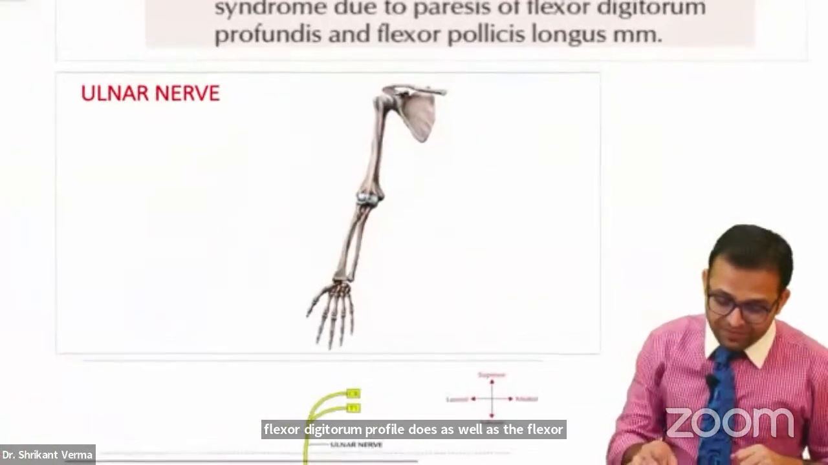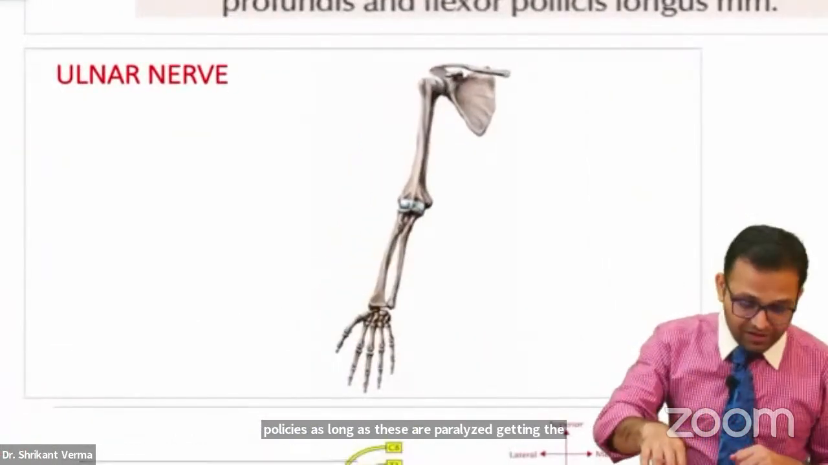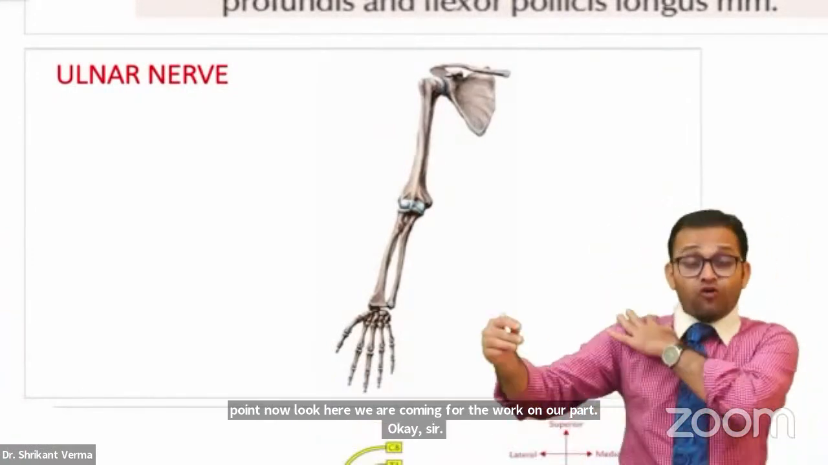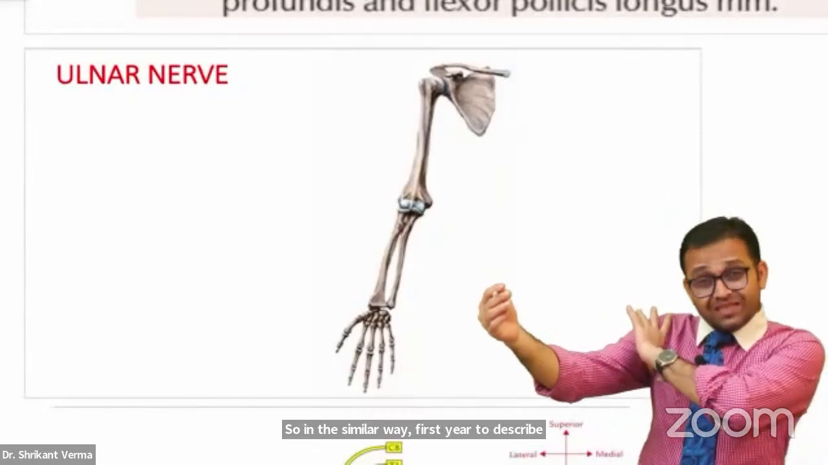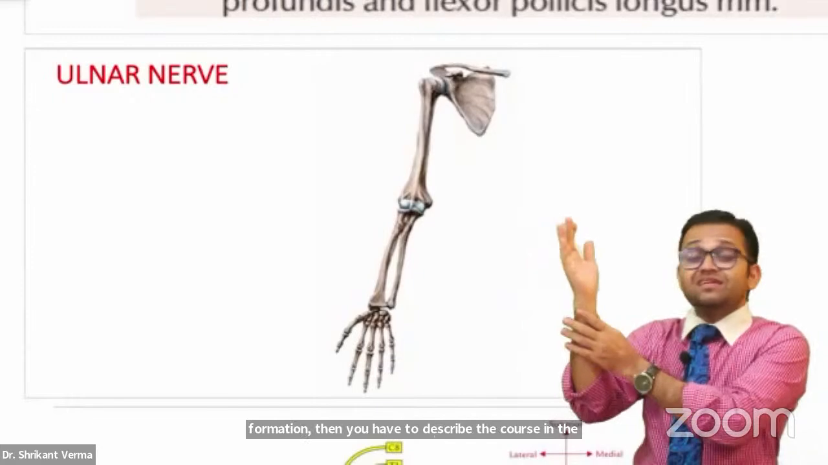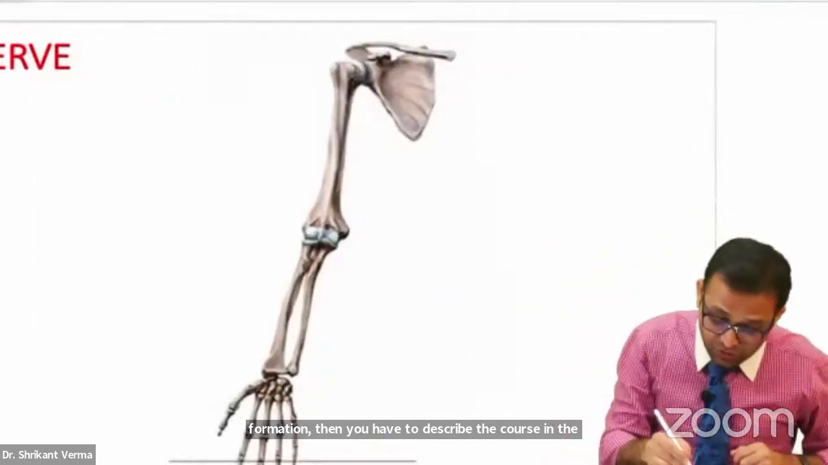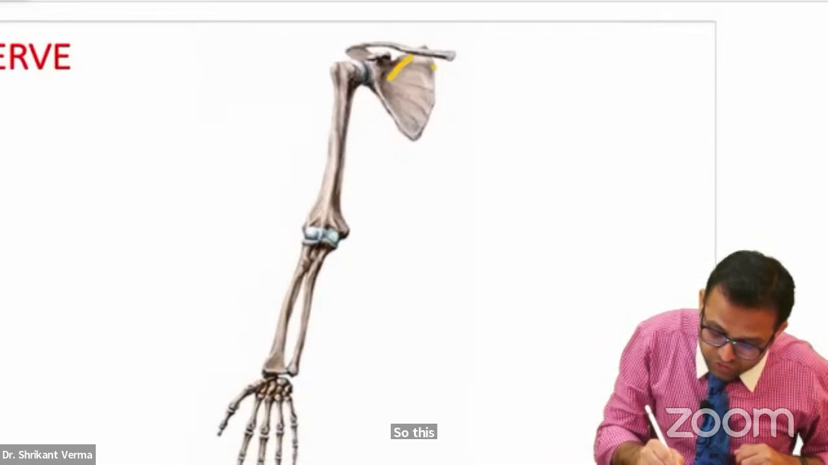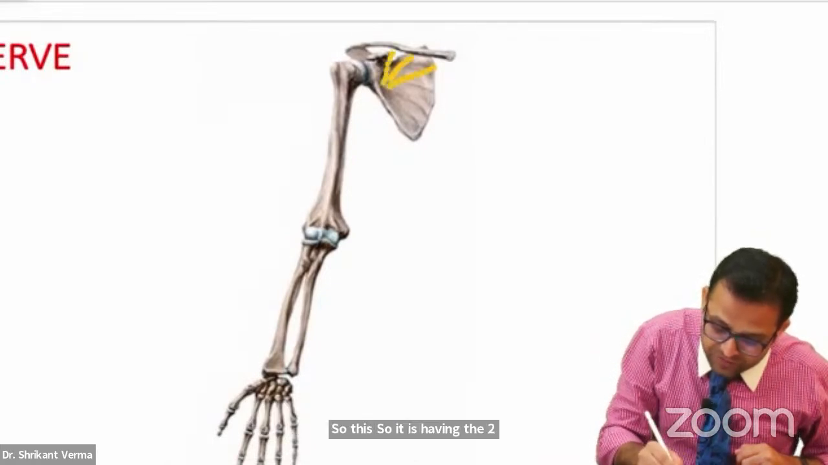Now look here, we are coming to our ulnar nerve part. In the similar way, first you have to describe the formation, then the course in the axilla, then in the arm, then in the cubital fossa region, then in the forearm, and then in the hand. This ulnar nerve has two roots, C8 and T1, but a few contributions from C7 also. Yes, it is a branch from the medial cord.